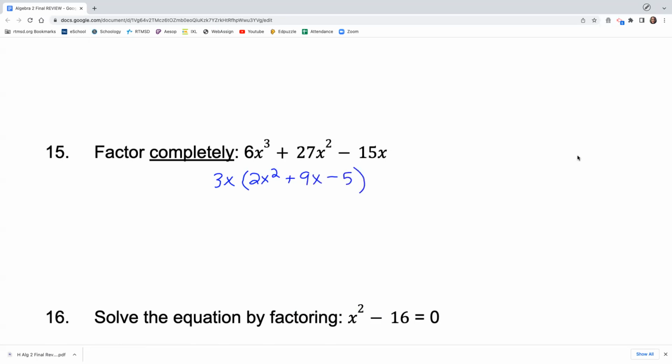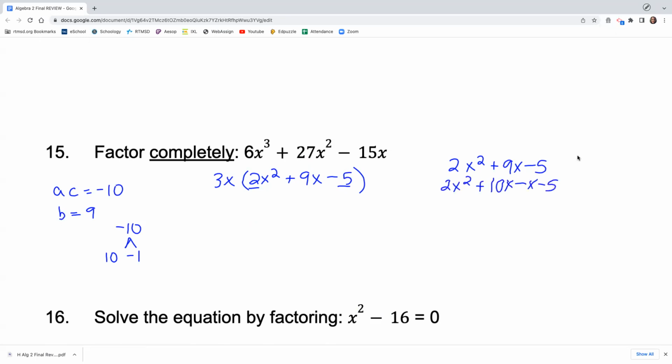Now, this is easier to deal with. When I go to try and factor this further, I multiply the a and the c number and get -10, and it has to add to be the b number, which is 9. We find the factors of -10 that add to be 9. Well, it's going to be a +10 and a -1. So what I do here is factor 2x squared plus 9x minus 5 on the side. I split the 9x into 10x minus x. I get 4 terms, I factor by grouping.